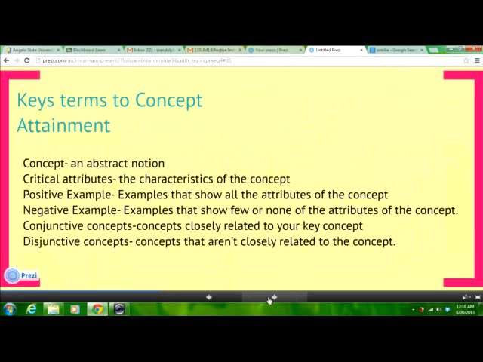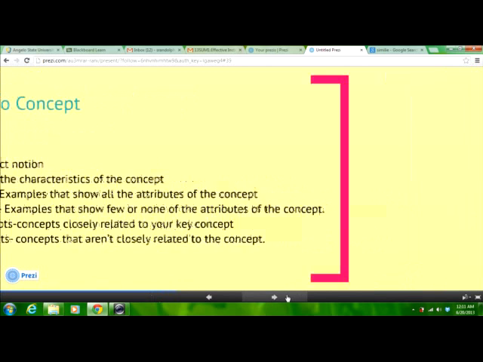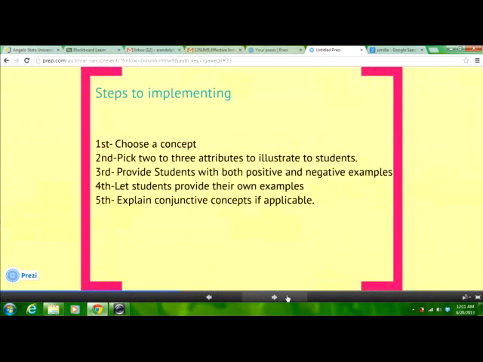First, we're going to look at some of the key terms that you're going to hear me using, and if you read up more on this theory yourself, you would hear concept and abstract notion, critical attributes. That would be those characteristics, those things that students really actually relate to a concept that really come from the definition. Positive examples and negative examples, what are and what aren't a part of this concept, conjunctive concepts, concepts that can be closely related to the concept, and disjunctive concepts, those that aren't too closely related to the concept, but sometimes get mistaken. So moving on to steps to implementing this.